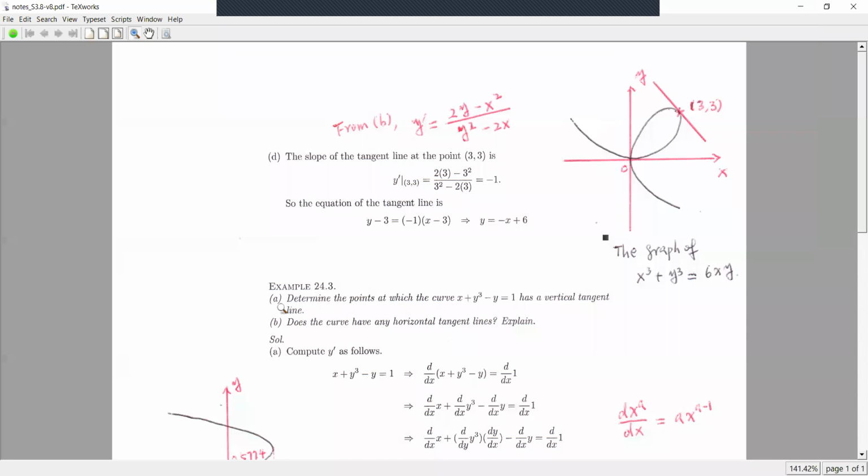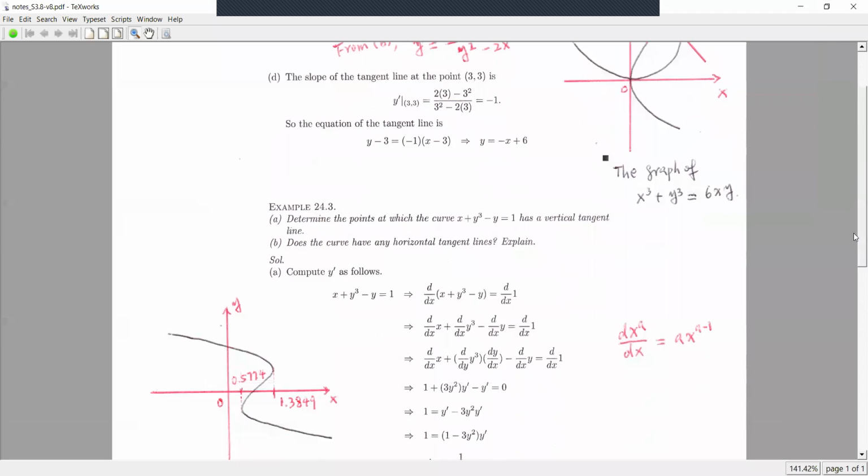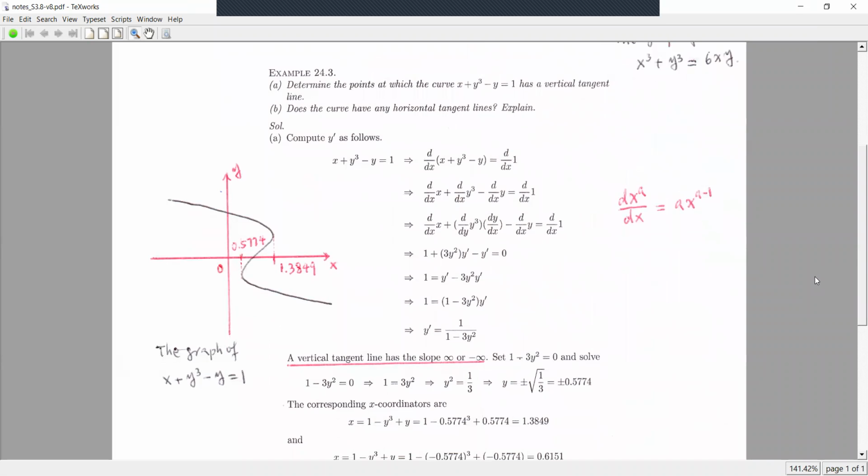Example 3, part A. Determine the points at which the curve of this equation has a vertical tangent line. Part B. Does the curve have any horizontal tangent lines? Explain. I use my computer to plot the graph of the equation. The graph looks like this curve. From this diagram, we can see that there are 2 points on the curve where tangent lines are vertical. We need to determine these 2 points in part A.